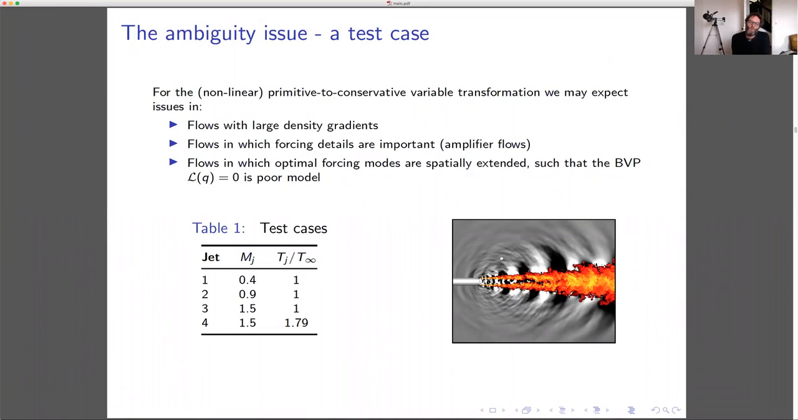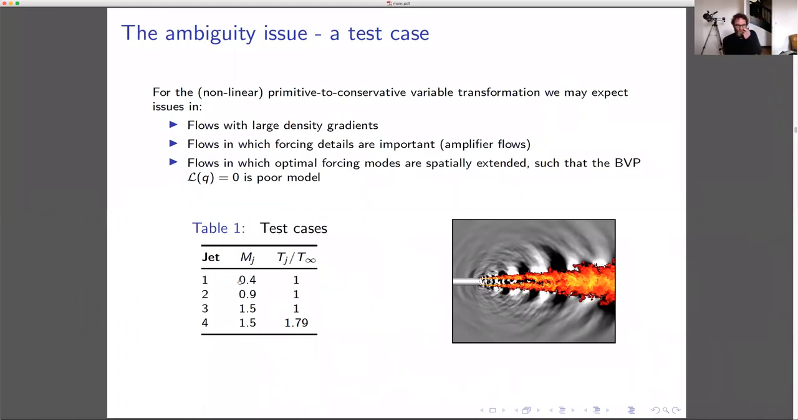And so we used these databases to do a test of what the primitive to conservative transformation might produce in terms of problems. And so we decided to choose flows where there were large density gradients. That was something that we felt might lead to problems. Flows in which forcing details are important, so it's an amplifier. And the jet flow for certain frequencies have optimal forcing modes that are extended in space, such that this homogeneous boundary value problem is a poor model.